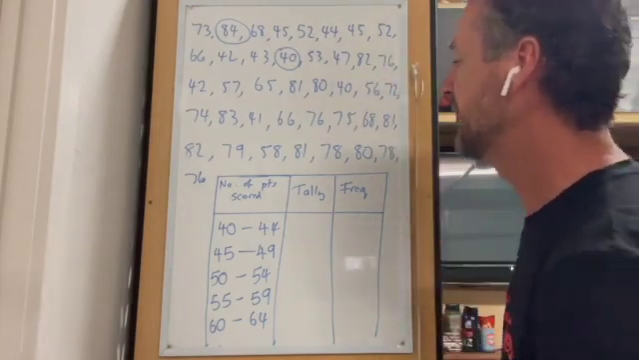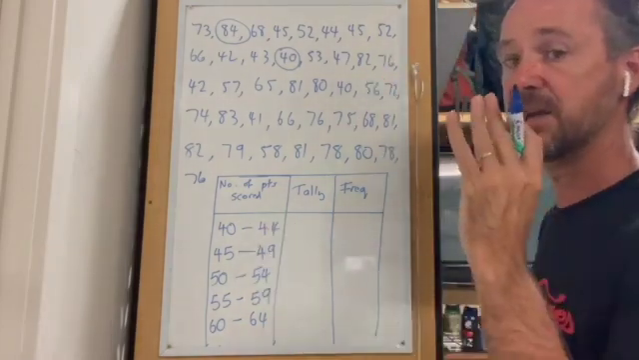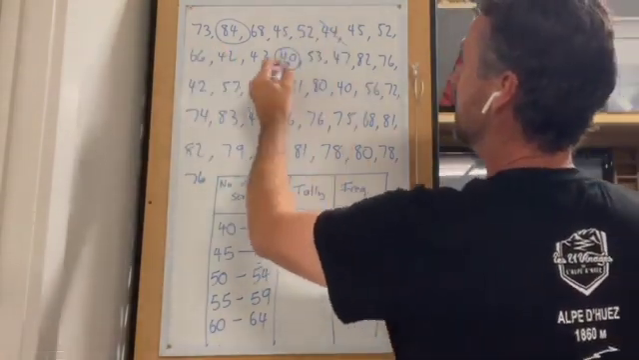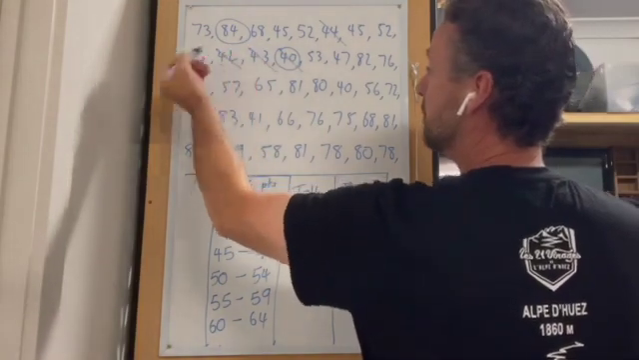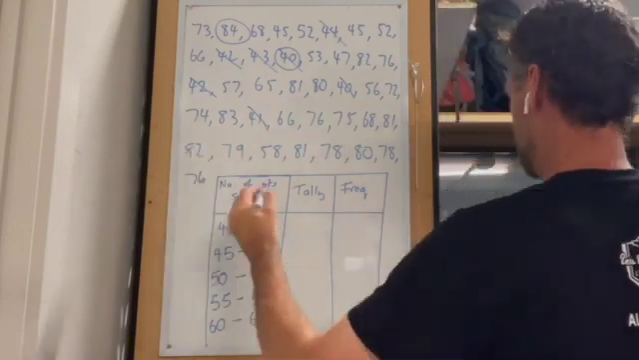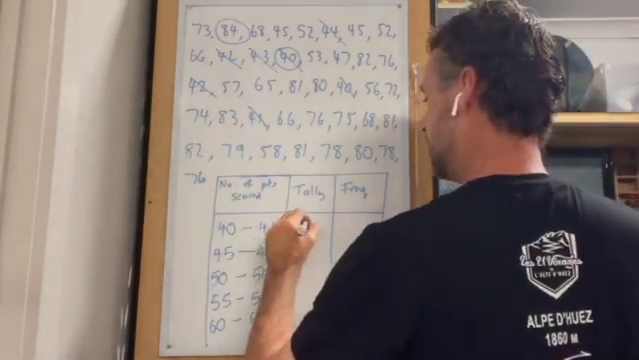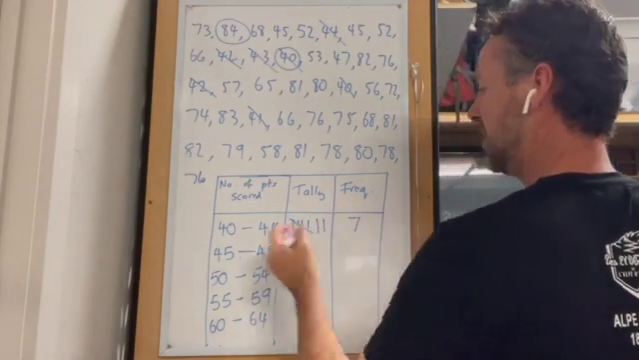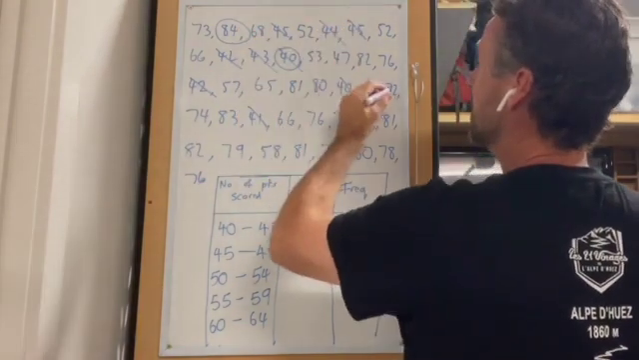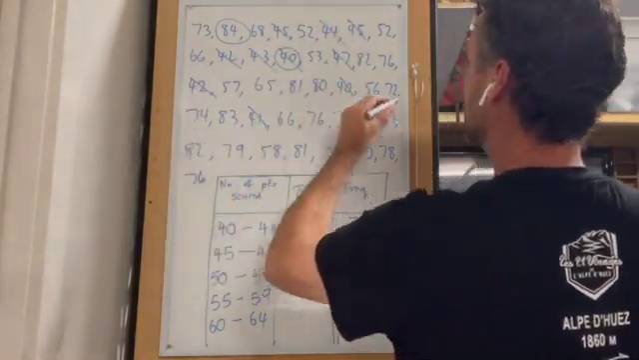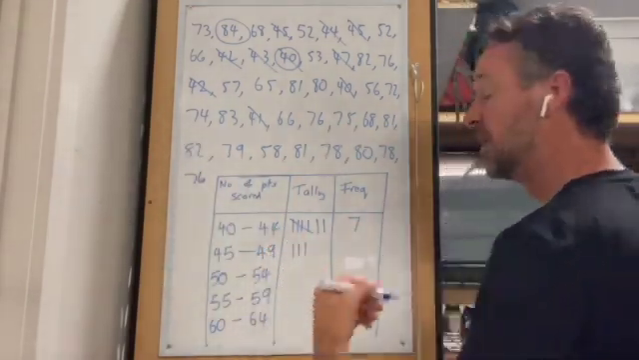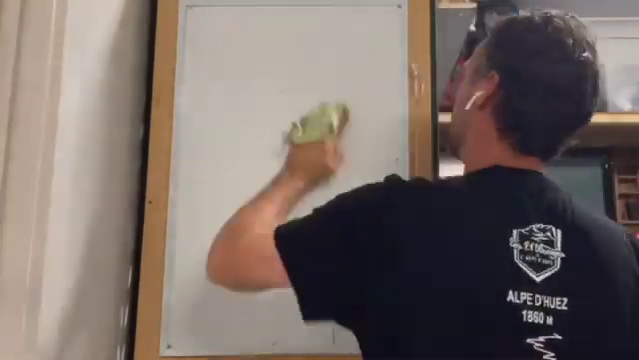We then look at our data and we need to count up all the scores that are 40 to 44. So we have 1, 2, 3, 4, 5, 6, 7. Then from 45 to 49, we have 1, 2, 3, okay, and we have 3 there. I'll fill in the rest of the chart now.